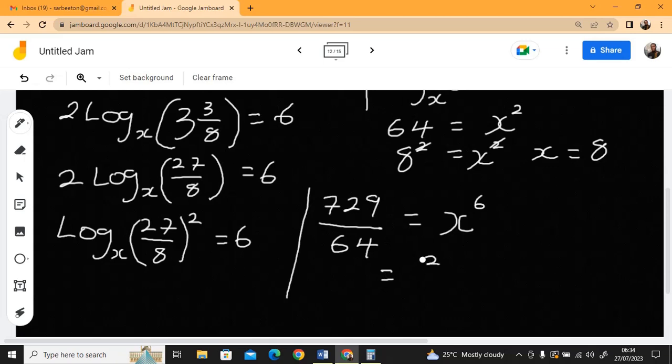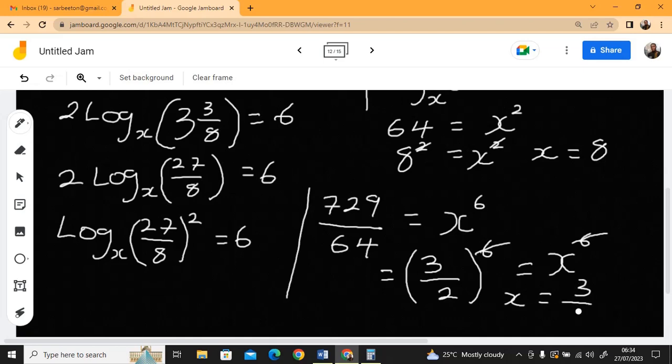When you check very well, you know that 3 raised to the power 6 will give us 729, and 2 raised to the power 6 also will give us 64. So I can write 3, then 2, each raised to the power 6, because 3 raised to the power 6 is 729, and 2 raised to the power 6 is 64. Then you have x raised to the power 6. Now this 6 can cancel this 6. So it means my x equals 3 over 2. That is that.